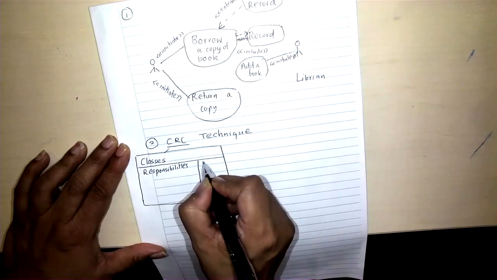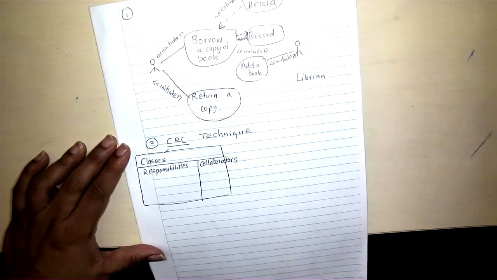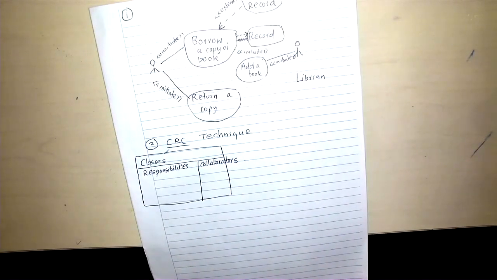And on the right-hand side, you've got collaborators. Okay? So the CRC is very commonly used, in fact more commonly used than your use case modeling, more so in agile programming. In agile software development, we tend to use more user stories instead of use case modeling. They do the requirements analysis, they write up the user stories, and from the user stories, they go into the CRC.